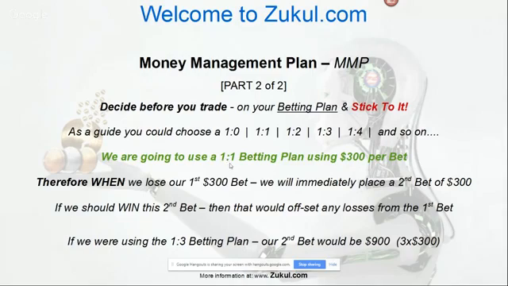So if we're going to be using a 1 for 1 in our betting plan, which is what we're going to be doing tonight, then if we lose our first $300 bet, we will immediately place a second bet of $300, because we're going for a 1 for 1. If we should win the second bet, then the value that we get back will offset any losses from the first bet.